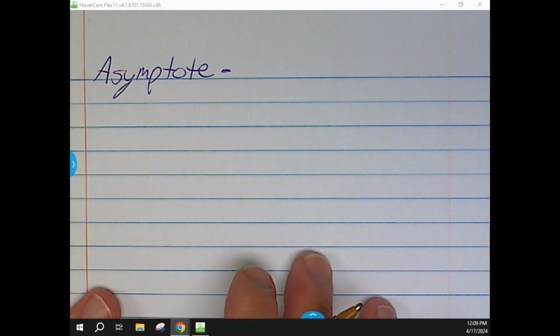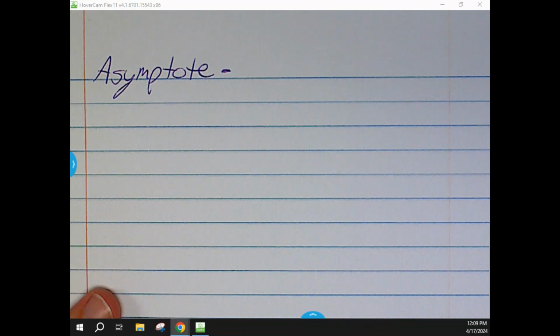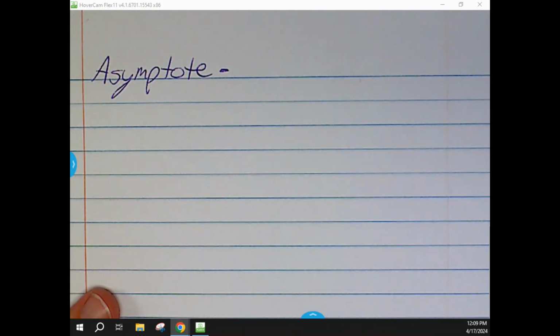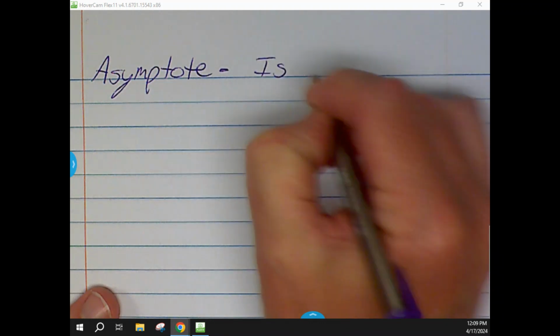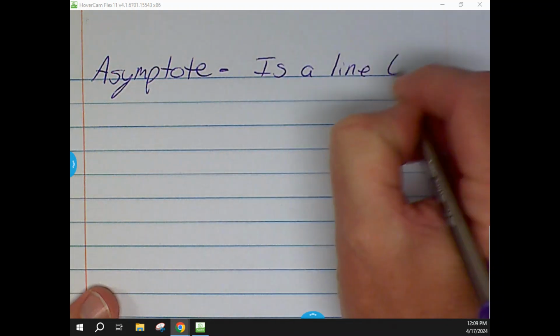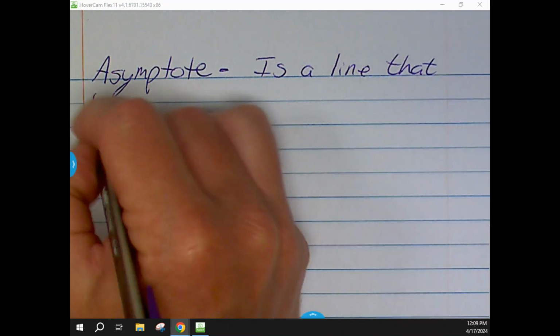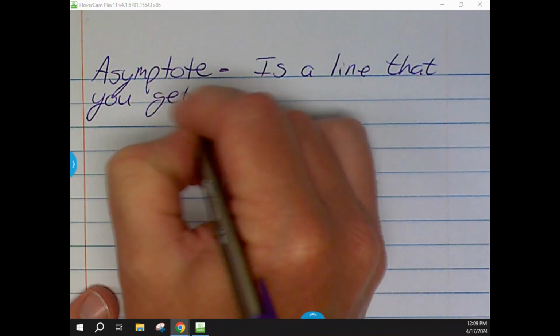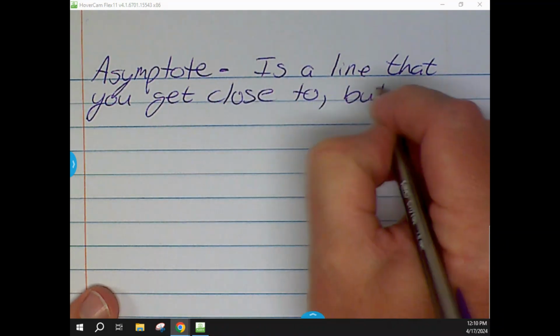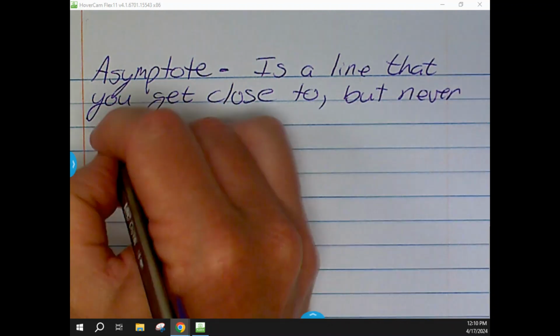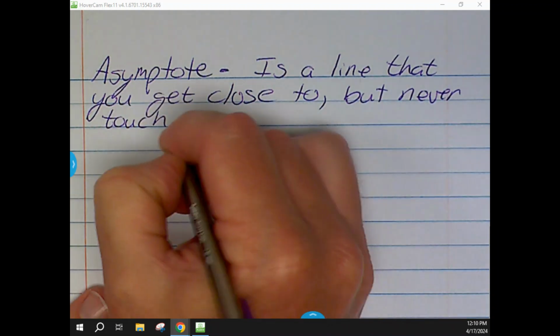Okay, new word for the day. I don't think we've ever talked about this one. I don't think you would have talked about this in Algebra 1, so this should be like a brand new word that's kind of popping up here. Asymptote. Basically for this one, asymptote, this is a line that you get close to, but you never touch it.